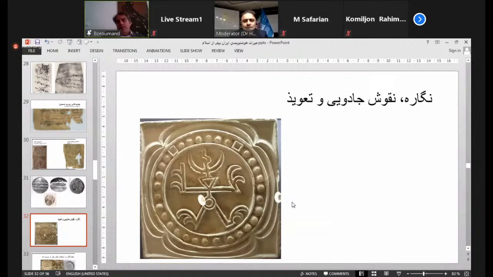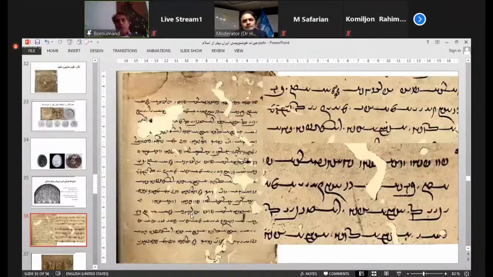The third part is decorative and magical designs and drawings. Many of them have been found which mix Pahlavi with a writing that was used to write the script of the Avesta.